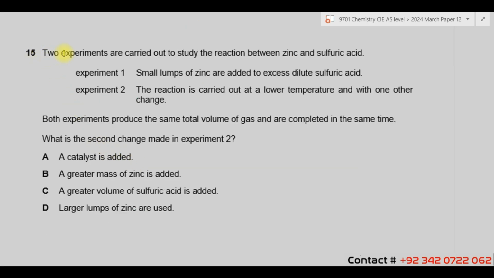Question number 15. Two experiments are carried out to study the reaction between zinc and sulfuric acid. In experiment 1, small lumps of zinc are added to excess sulfuric acid. In experiment 2, the reaction is carried out at a lower temperature and with one other change. Both experiments produce the same total volume of gas and are completed in the same time. What is the second change made in experiment 2?